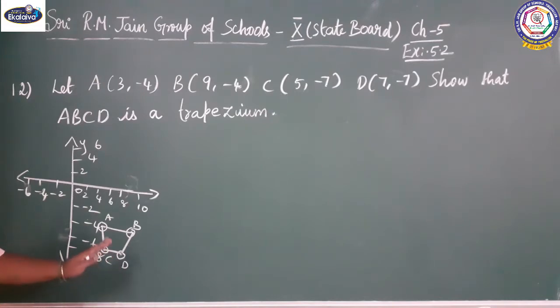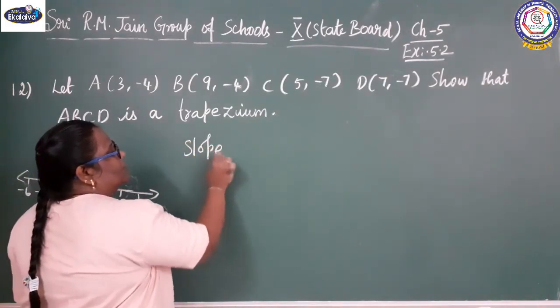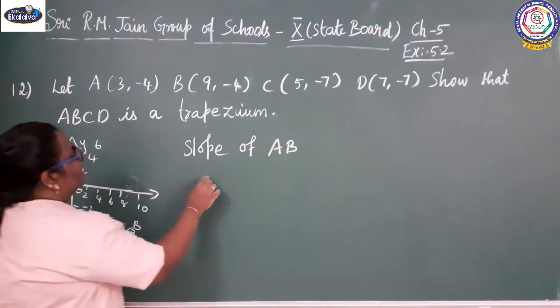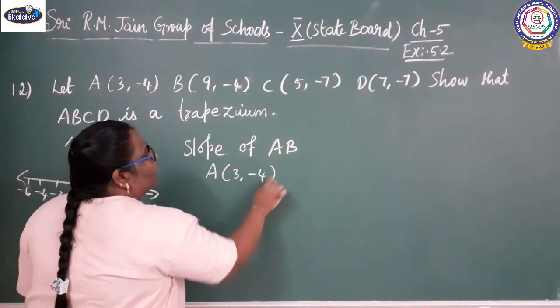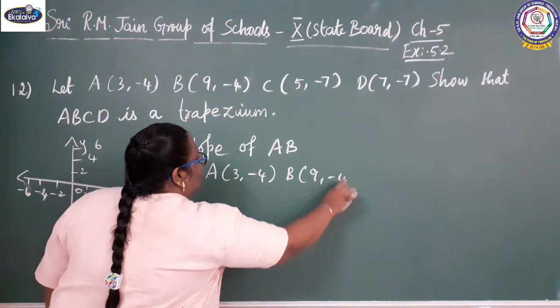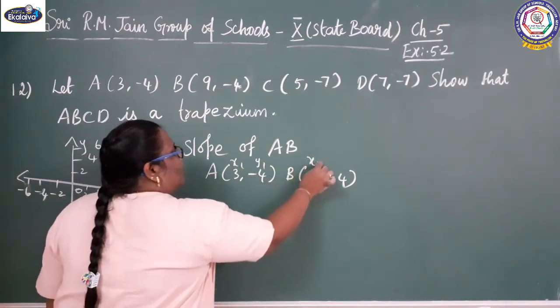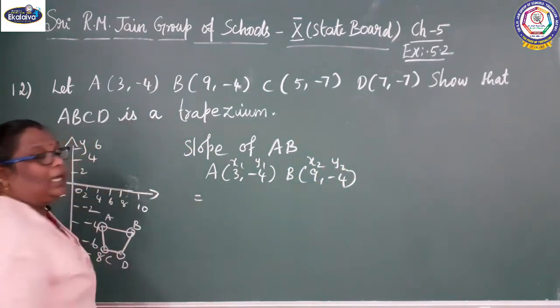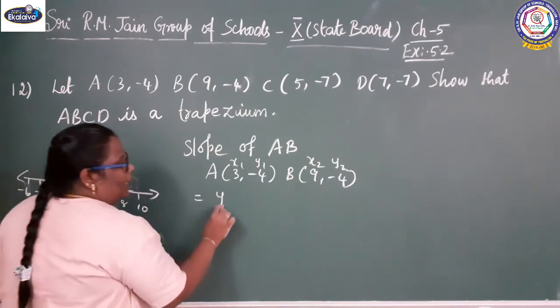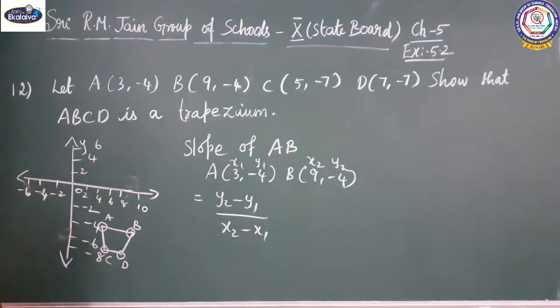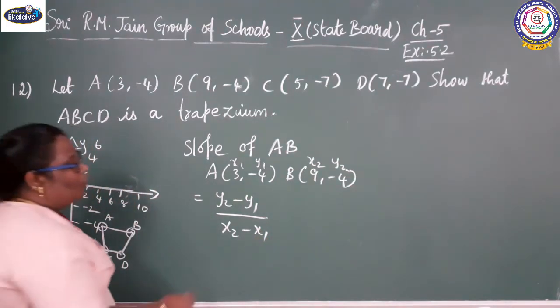See, we can check the trapezium by distance formula also, and you can use the slope formula also. First you can take slope of AB. What is the value of A? A value is 3 comma minus 4 and B value is 9 comma minus 4. Slope of AB, x1, y1, x2, y2. Slope of AB equal to, what is the formula? y2 minus y1 by x2 minus x1.